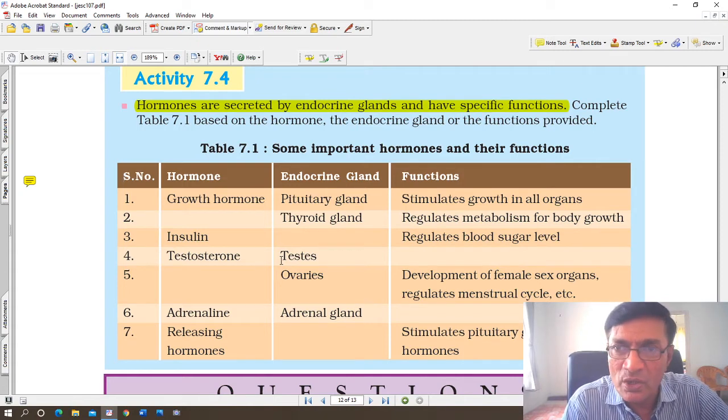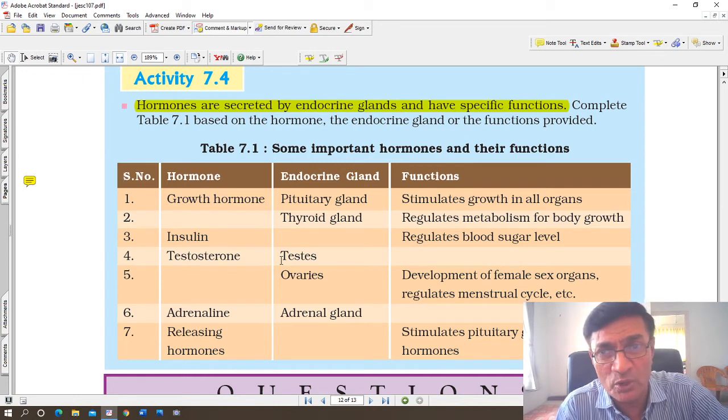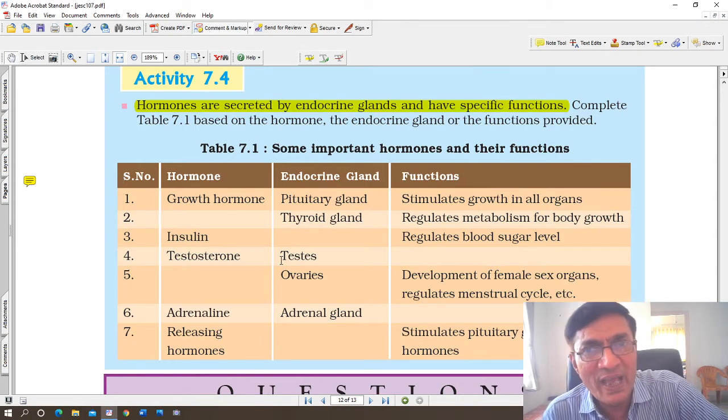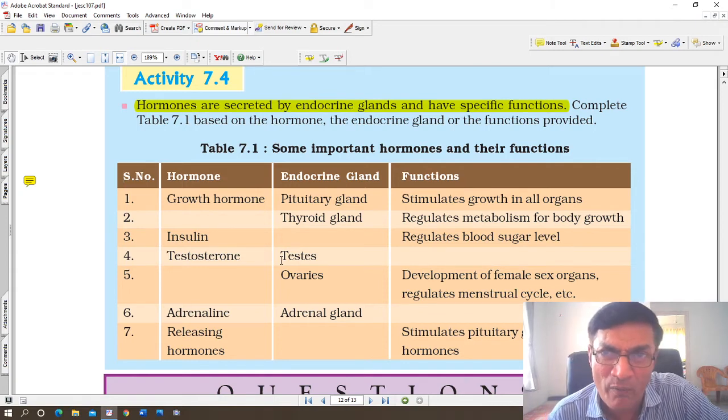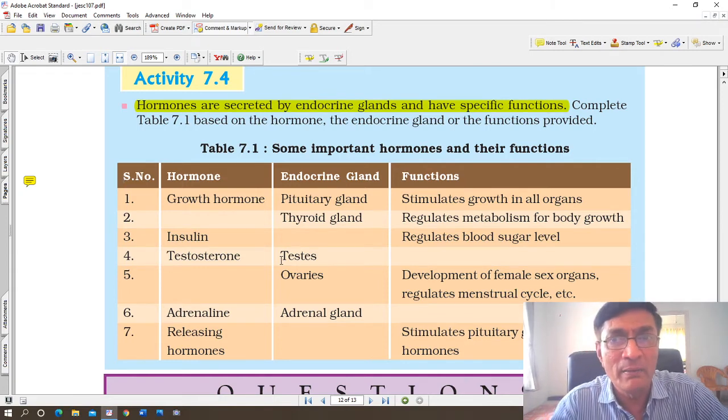Similarly, ovaries produce two hormones, estrogen and progesterone. They are produced by the ovaries and regulate the development of female sex organs and the menstrual cycle in girls, etc. Then adrenaline is produced by the adrenal glands, a pair of adrenal glands. They regulate our flight and fight mechanism.